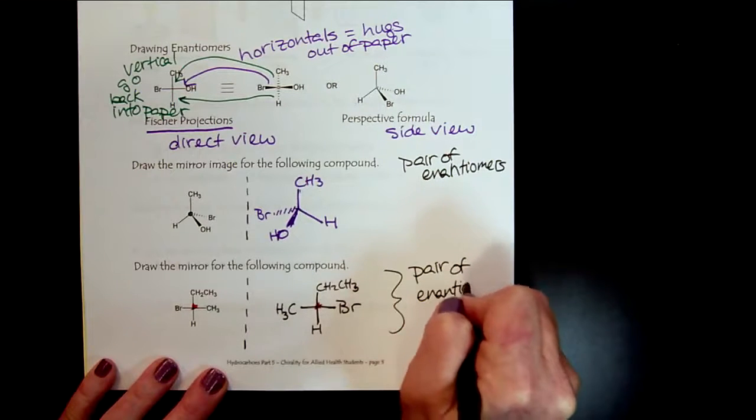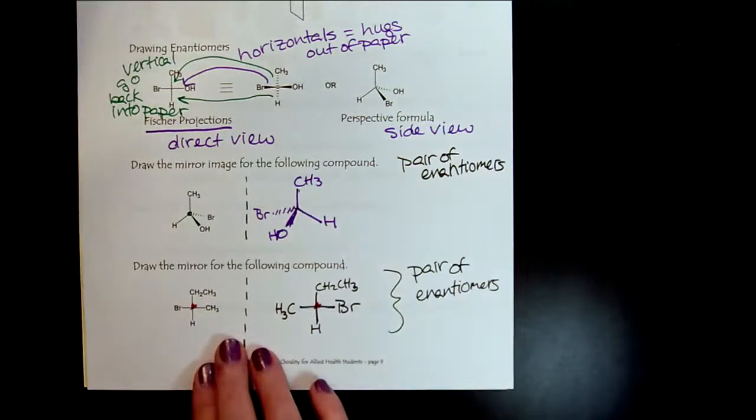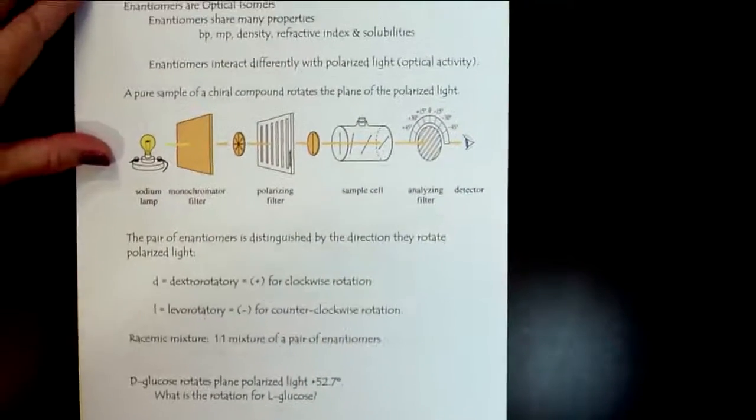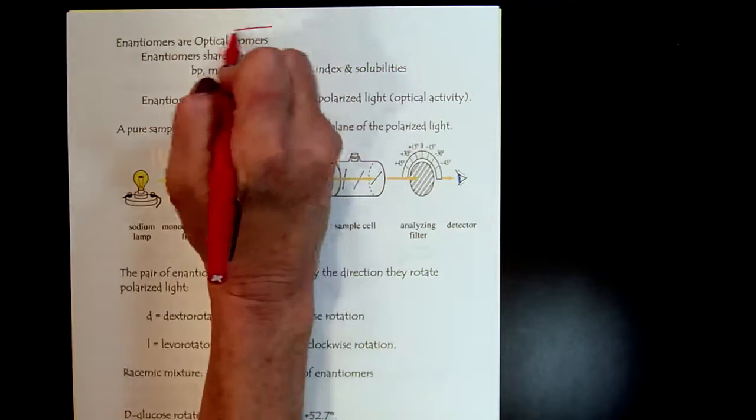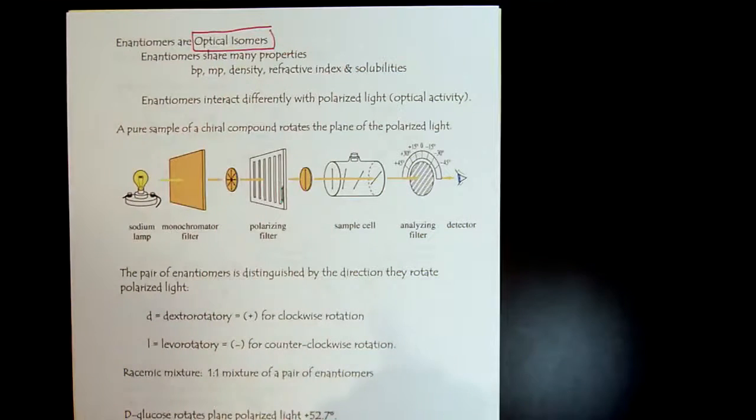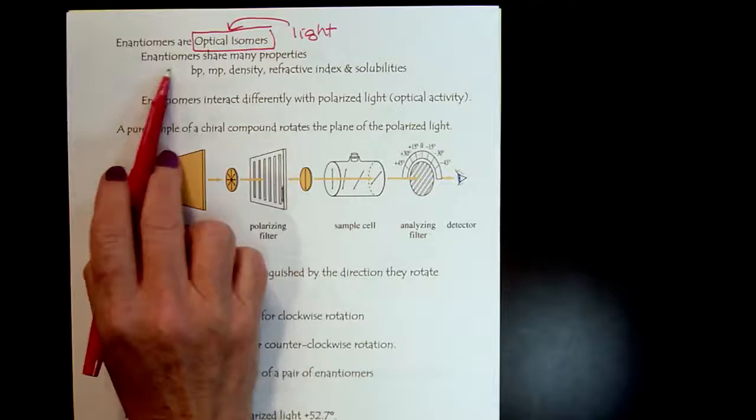In our class, you'll be responsible, if you're given one enantiomer, for being able to draw its partner, the other of the pair. And that's where we'll stop with that part. We're going to look a little more closely at enantiomers because they have such an important biological significance. Another way that enantiomers are described is that they're called optical isomers. Optical in this sense has to do with light. Enantiomers are very fascinating.